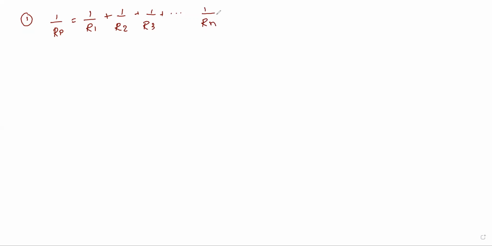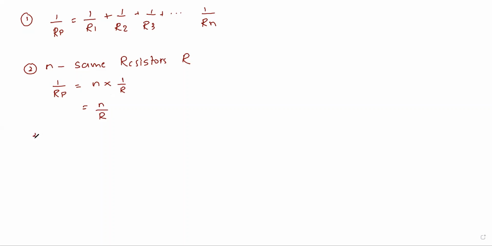If I have n number of same resistors, n resistors each of value R, then I can write 1 by Rp is equal to n into 1 by R. So that can be written as n by R. So this is the second case.